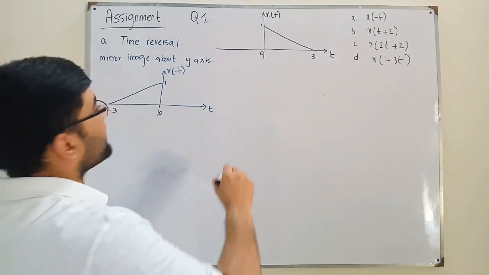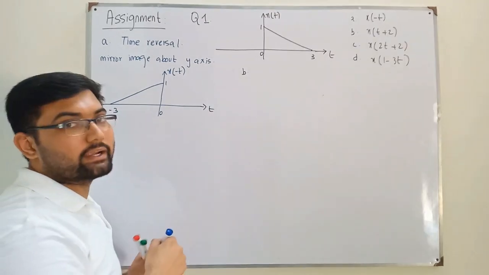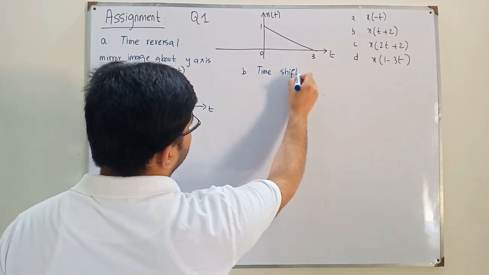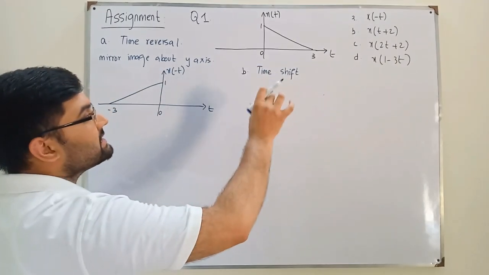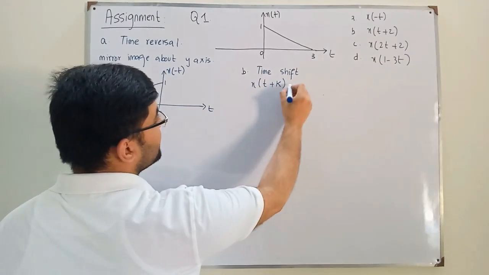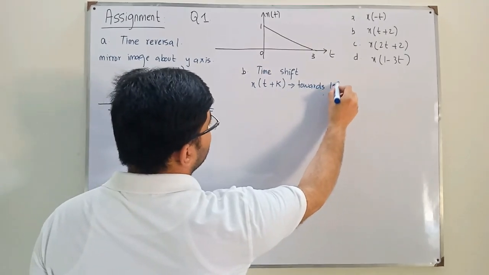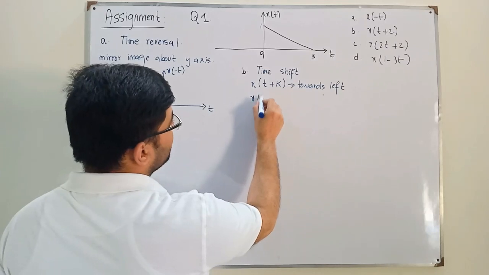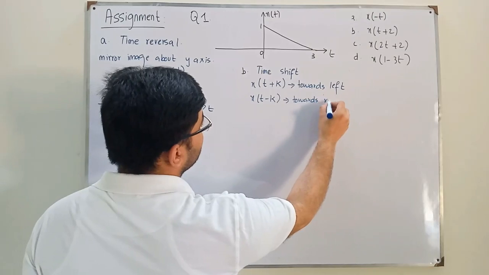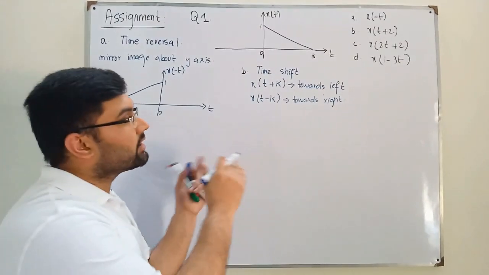Part B, x of t plus 2. You have something added inside the brackets. This is a time shift. If I say x of t plus k, this is a time shift towards the left by k units. Similarly, if you have x of t minus k, you have a shift towards the right by k units. In this case, we have a shift towards the left by 2 units.